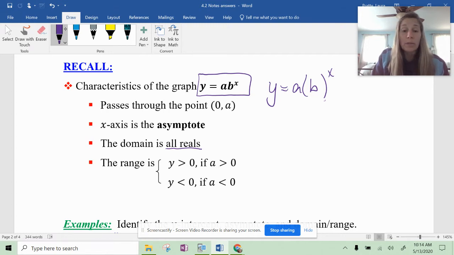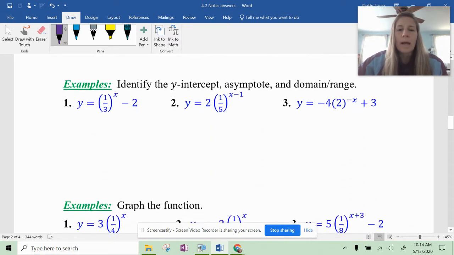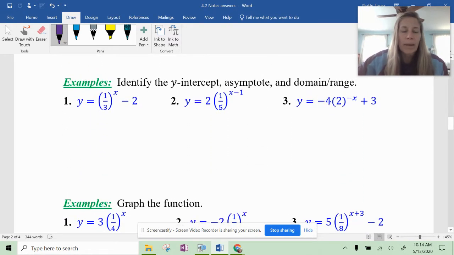So if your a value is positive, your range is y is greater than whatever that asymptote is. If your a value is negative, so not exponential decay, but one of those other versions, then your y's will all be less than the asymptote value. Or in this case, with the parent function, that would be 0, but as you adjust for different exponential functions that I've manipulated a little bit with the h and the k. So identifying the y-intercept, the asymptote, the domain, and the range.